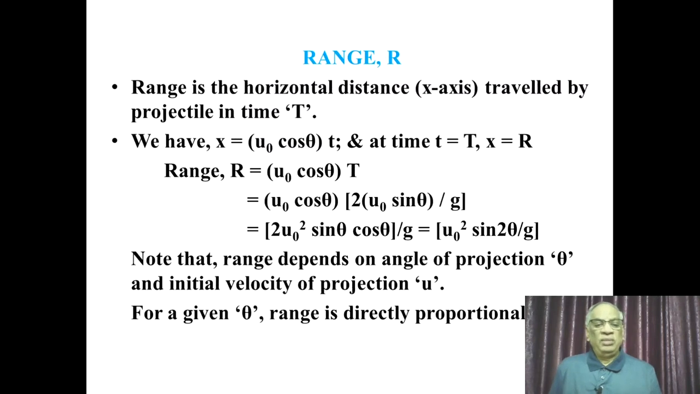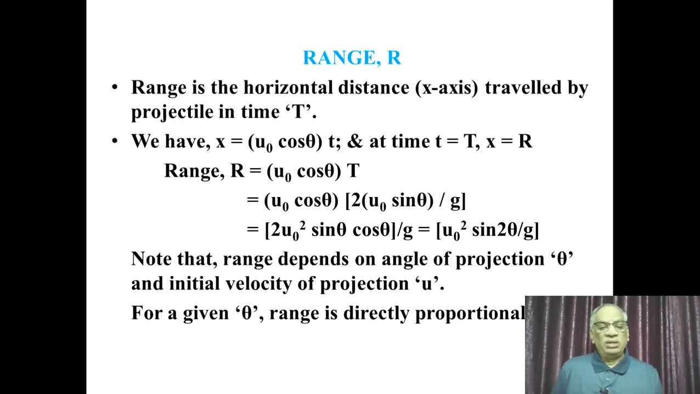Similarly, for the range, because the horizontal direction velocity is the same, u₀ cos θ, the distance travelled in the horizontal direction during the time of flight T is x = u₀ cos θ × t. Here t can be substituted as the time of flight capital T, so the range becomes u₀ cos θ × T. Substitute capital T as 2 u₀ sin θ by g, and you will get range R = u₀² sin 2θ by g.